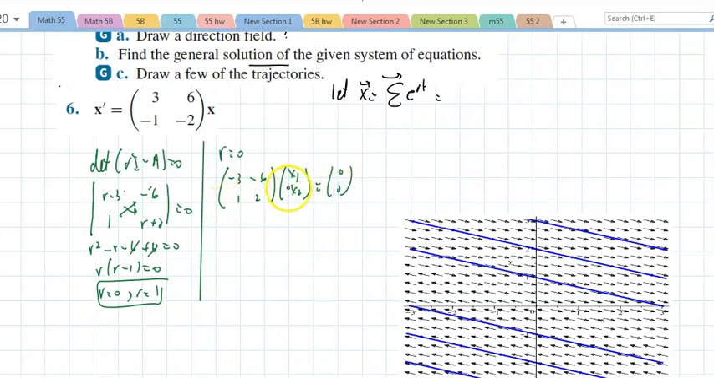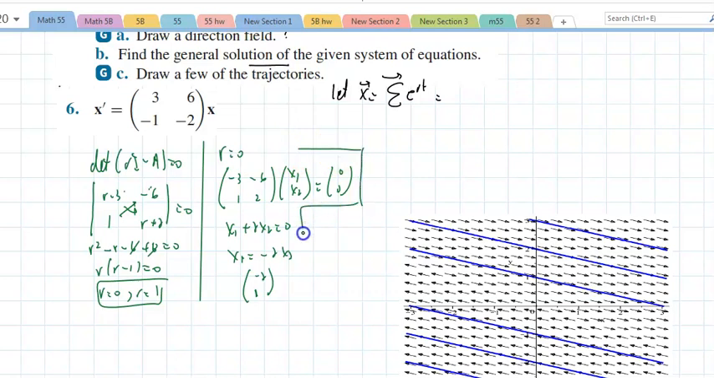And if I take the second equation, x1 plus 2x2, it doesn't matter which one you take, right? That would mean x1 equals negative 2x2. So if I let x2 equal 1, x1 will be negative 2. There it is. That's the first eigenvector.